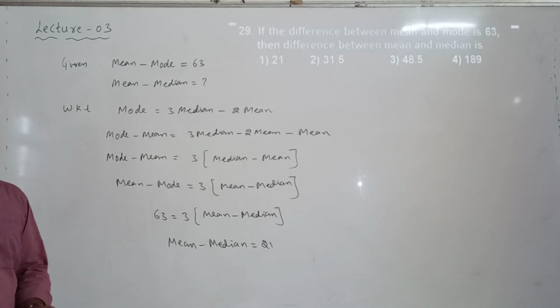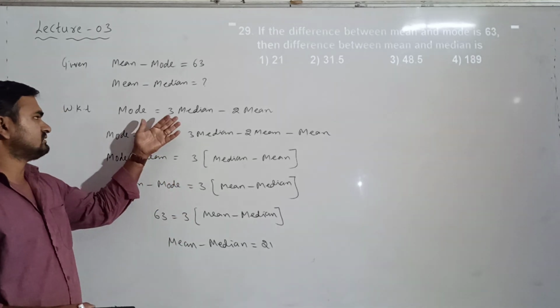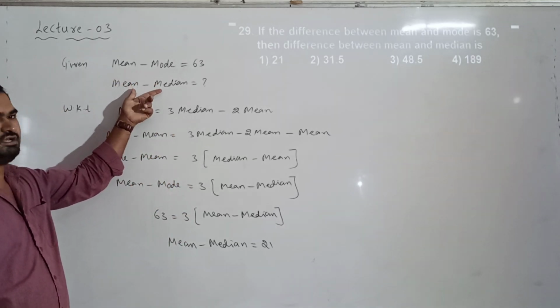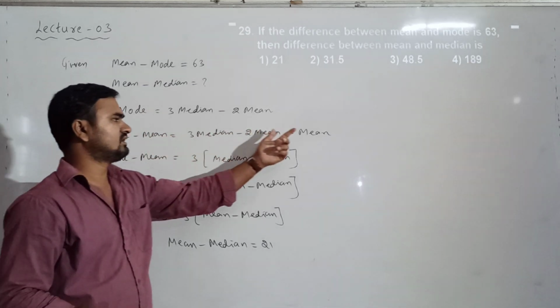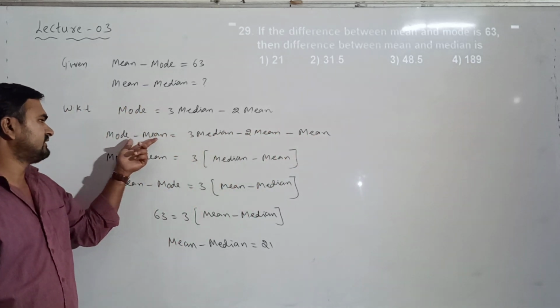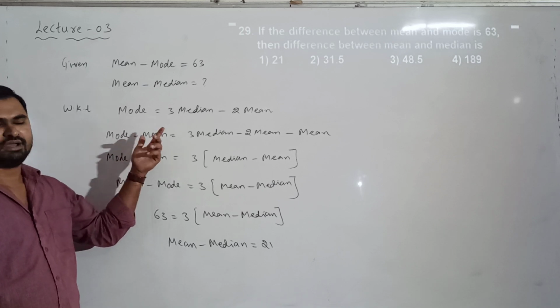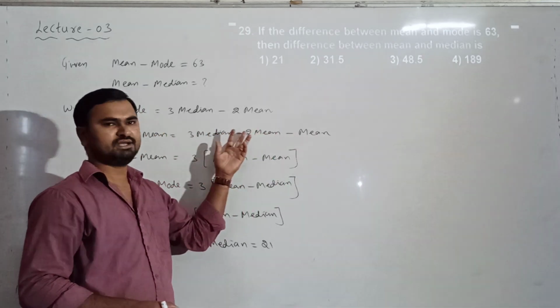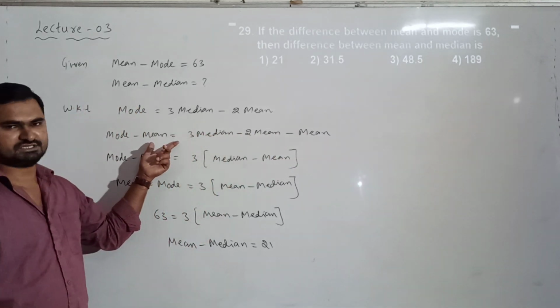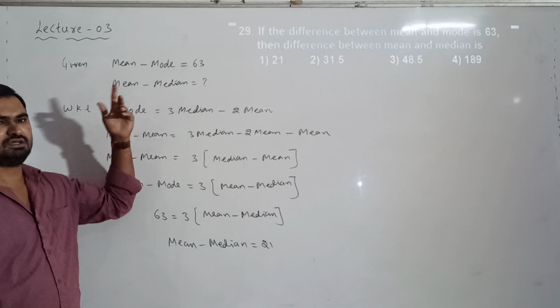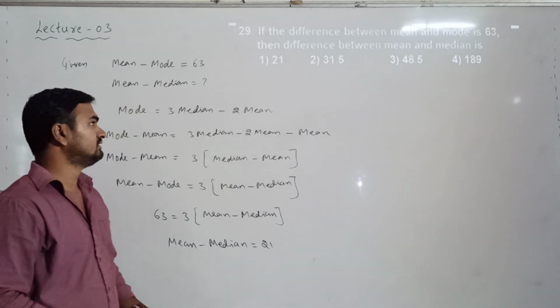Understood? This is what is given. Now we need to find this relation we know. I am subtracting mean on both sides so that we get the difference between mode and mean, and we can express it in terms of mean and median. So this step is important, how we are using the relation. Using this given, the required answer is 21.